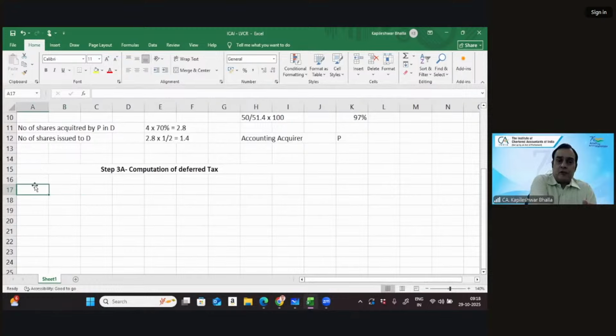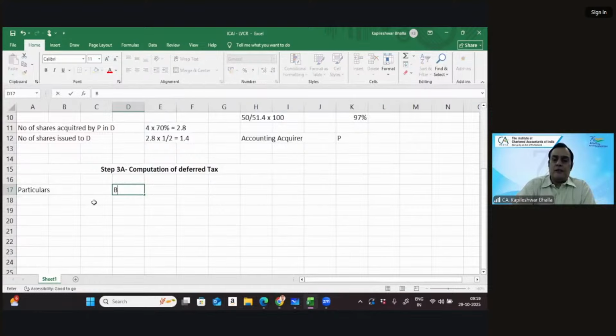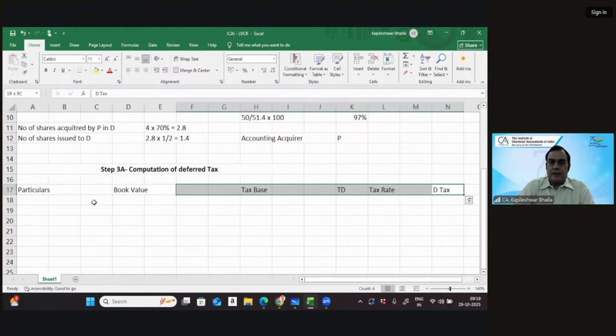So let's go back. Let's first make a chart. Let's take a column for particulars, and let's take a column for the book value. And let's take a column for the tax base, and we can get the temporary difference. Consider a tax rate, and based on the tax rate, we can calculate the deferred tax. So this way we can organize the data in well-fashioned working notes as well.